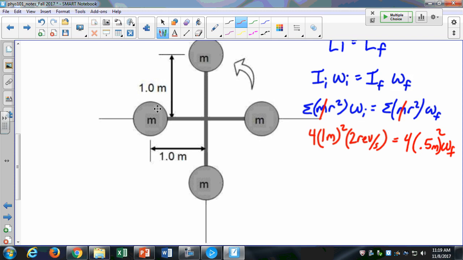Let me point out what I've done here. The masses cancel, right? So this 4 that I wrote here isn't from the mass. What is the 4? Because there are 4 particles. It turns out actually that these 4s are going to cancel out too. So even if you forget those, it's not that important. So the 4s cancel, and then I solve for omega f. That's 2 divided by a half squared equals omega f.